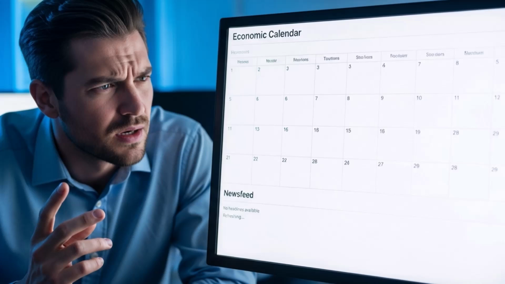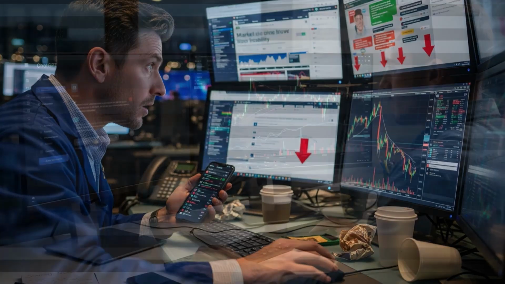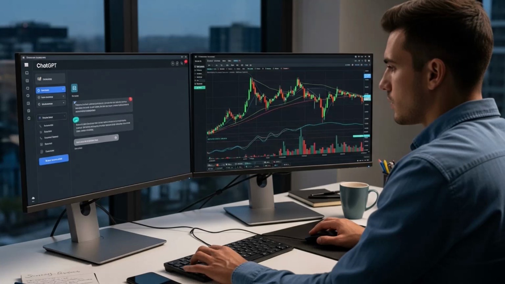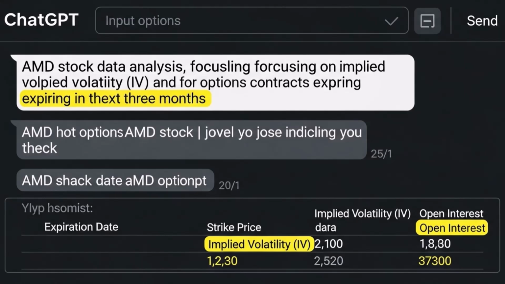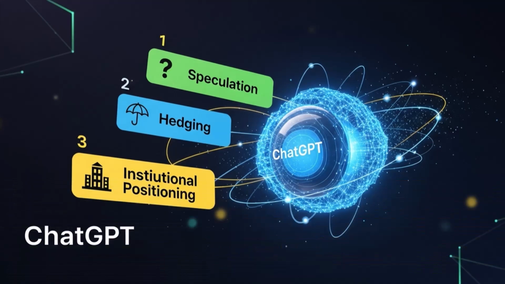You can immediately input the current data and ask, "Implied volatility for AMD's 105 calls expiring this Friday jumped from 38% to 51% today, with a 70% rise in open interest. What could this indicate in terms of market expectation?" ChatGPT processes that instantly, and what you get is a snapshot of why volatility might be rising. Is it speculation, hedging, institutional positioning? These types of insights can give you a real-time edge before the rest of the market catches up.